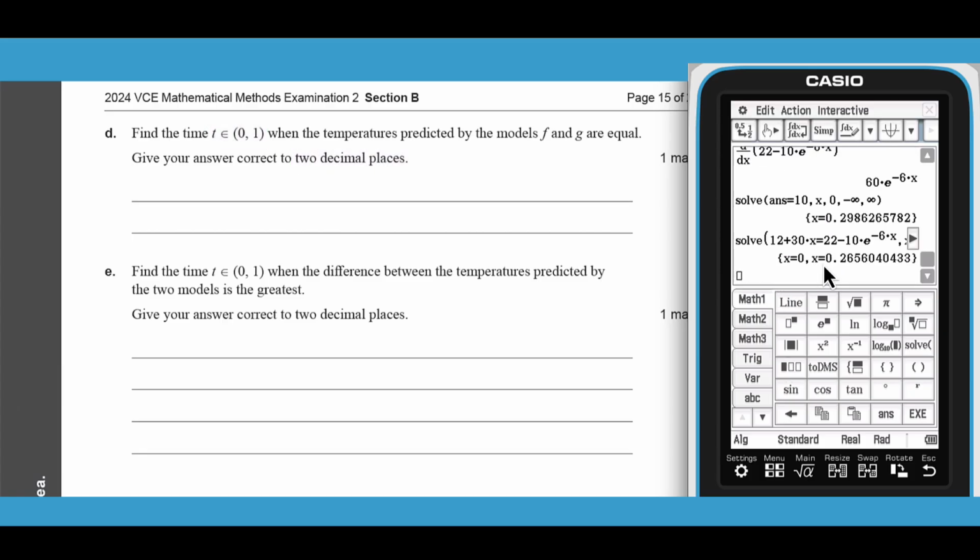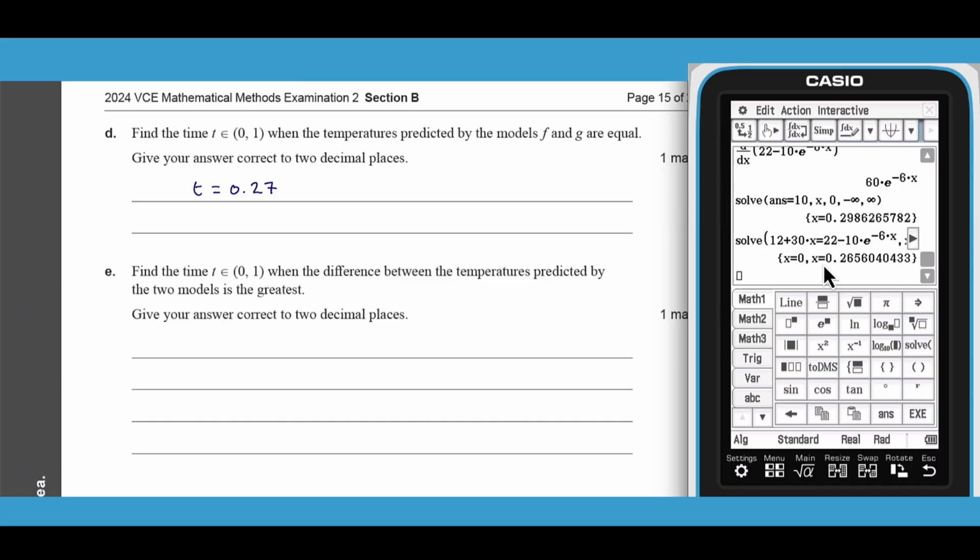The ClassPad gives me two solutions. The first one, t equals 0, needs to be excluded, as t is strictly between 0 and 1, and so our answer is 0.27, rounded to 2 decimal places.